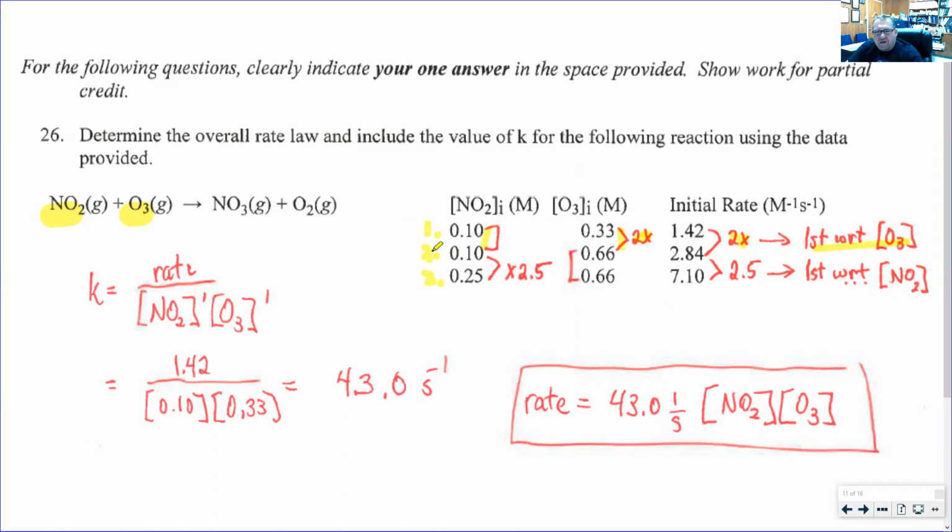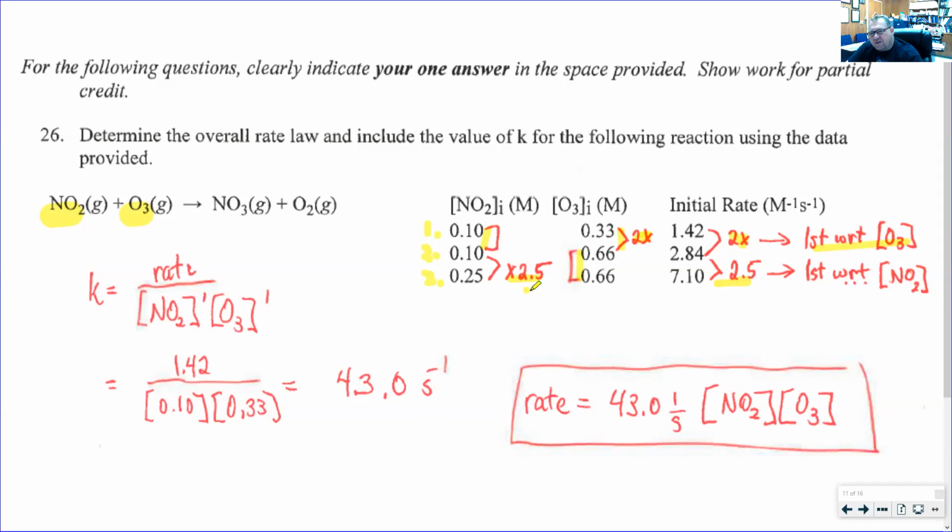Now, if I compare what happens between 2 and 3, I've got 2.5 times the concentration of NO2, yet the concentration of O3 stays the same. So 2.5 times the concentration and the rate increases by a factor of 2.5 as well.